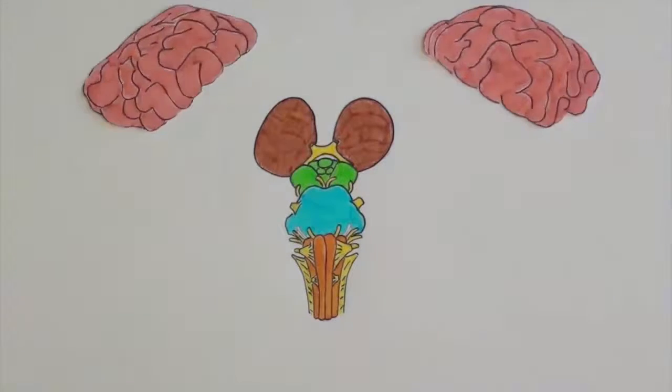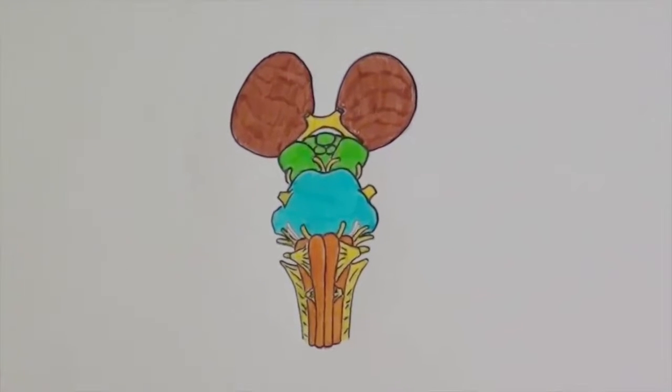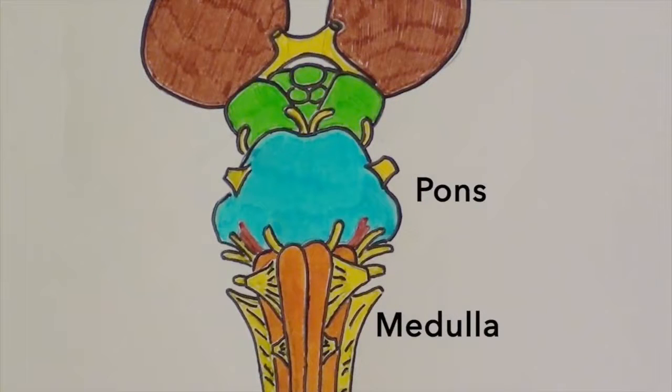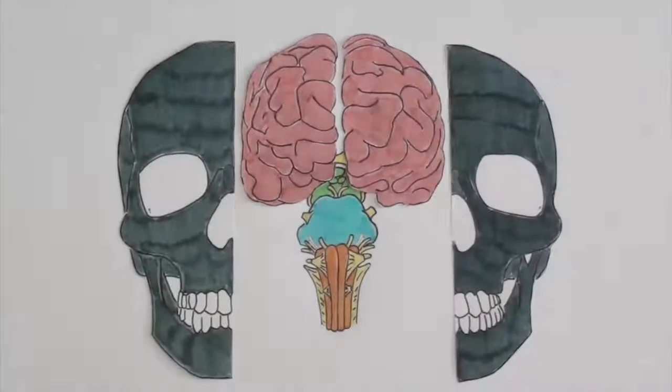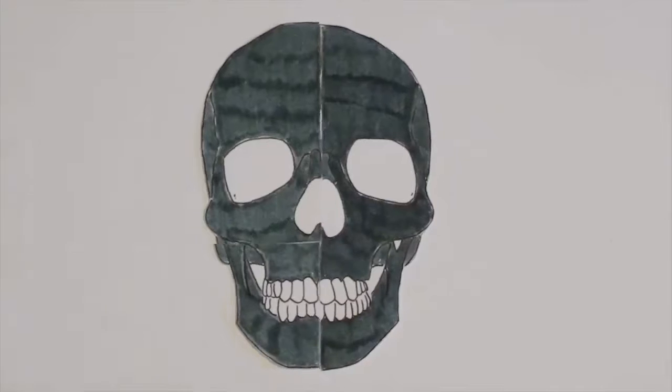Like most cranial nerves, the facial nerve originates from the brainstem, specifically the junction between the medulla and the pons. It is the seventh cranial nerve running in tandem with the vestibulocochlear nerve, which is the eighth. Now let's look at a horizontal section to see how the nerve exits the skull.